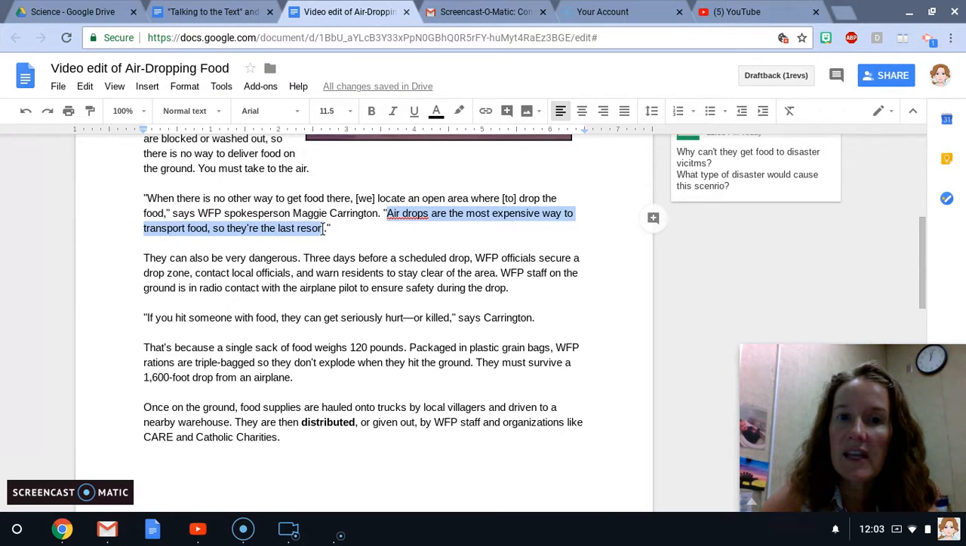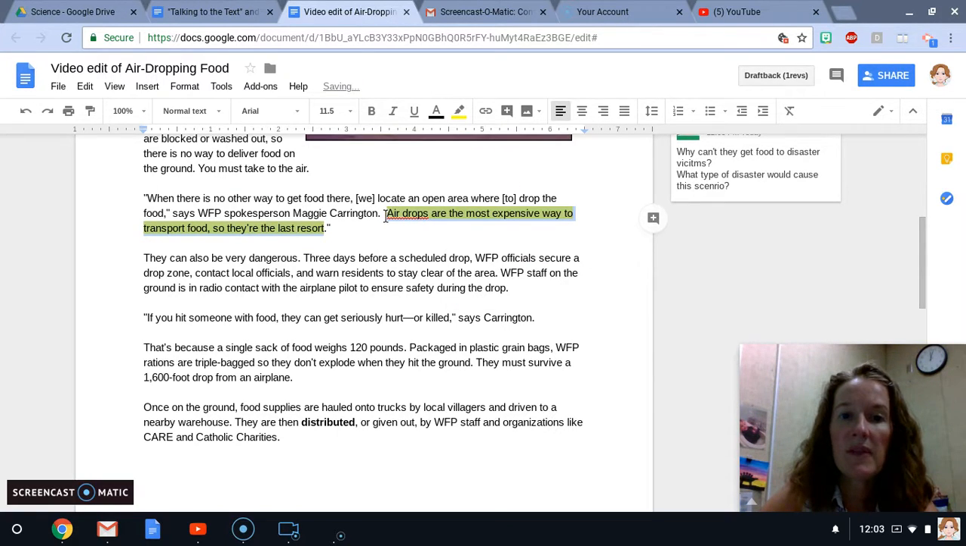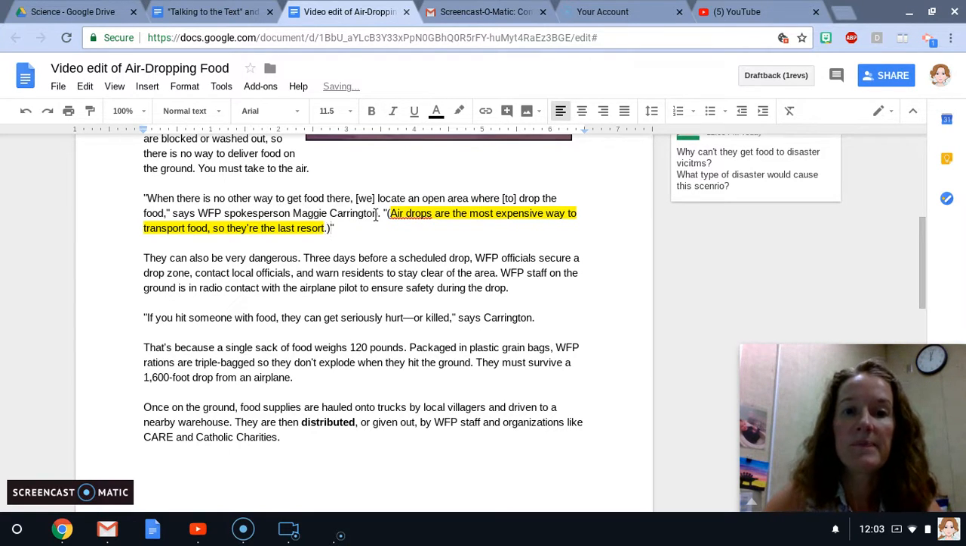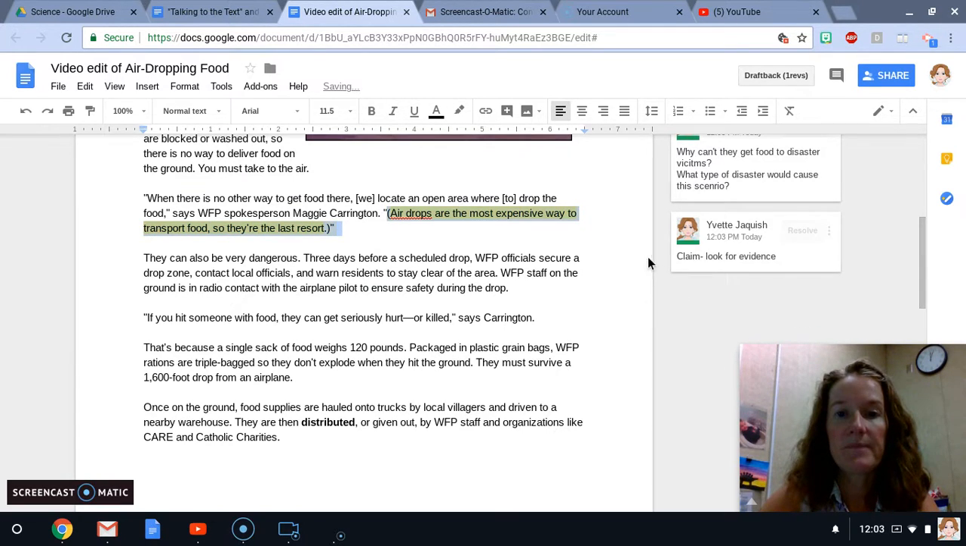Is that another claim? Right? So I'm going to yellow that. I'm going to highlight it. I'm going to bracket it. That looks like another claim. Okay? It's supporting the first claim, but we need to look for evidence. Claim, look for evidence. Okay.